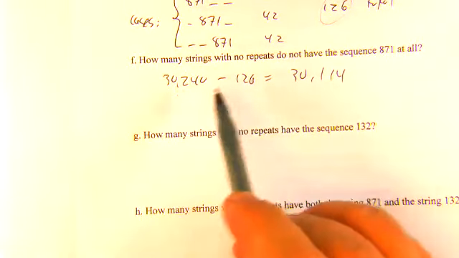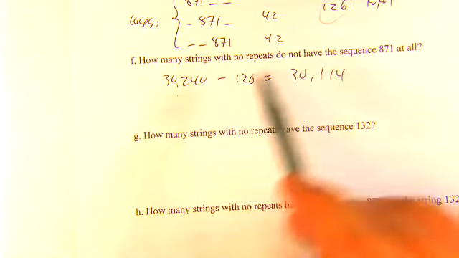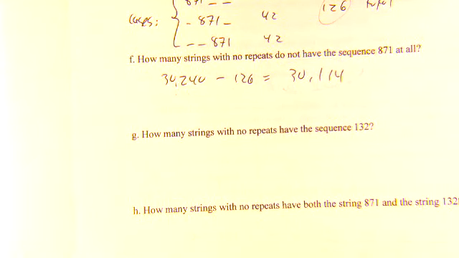So 30,240 strings with no repeats minus the 126 that do have the sequence 871. That gives me 30,114 that have no repeats and do not have the sequence 871 in them at all. Oof.